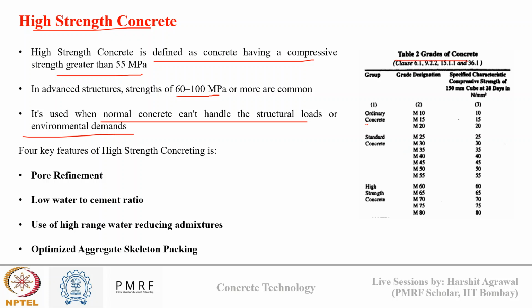So you can see, for ordinary concrete we have nominal mixture design, and standard concrete is up till M55 grade, for which we use IS 10262 for design. For high strength concrete, that is above M55 grade, we said that for preparing such concrete we need to engineer the concrete on our own, or we need to use mixture designs from past literature, from people who have already prepared it.